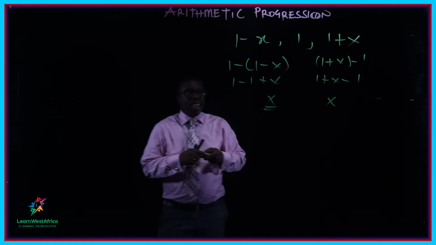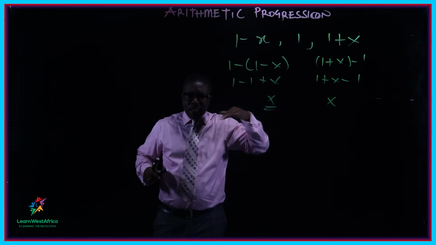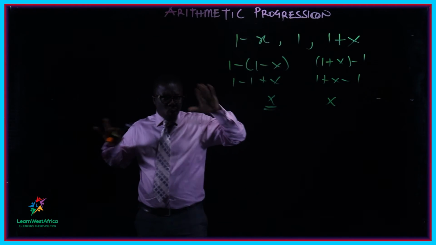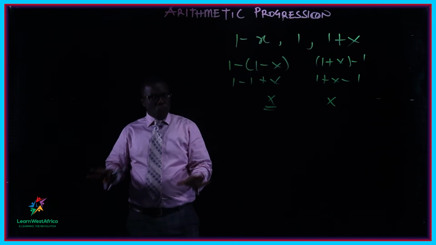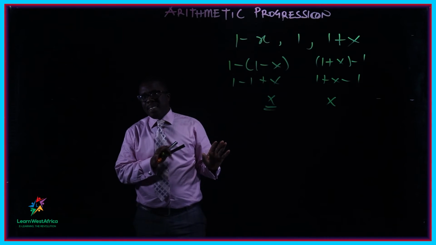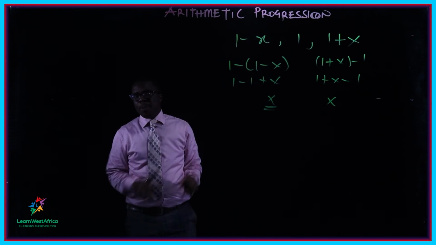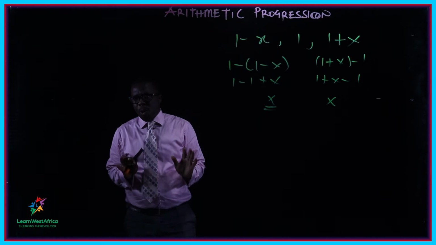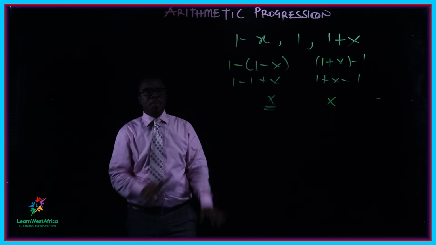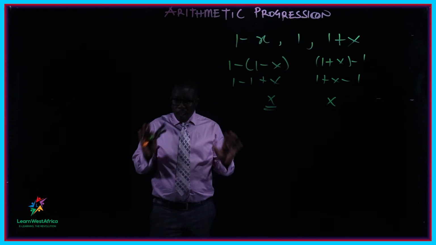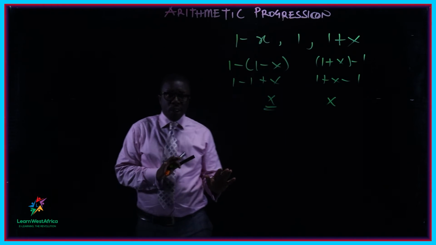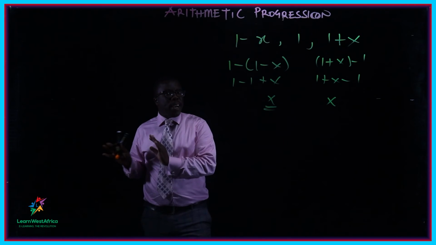So you realize that when we do the subtraction, trying to find the difference between two separate terms, we have a difference that is constant. So this proves that this is an arithmetic progression. Hope you're okay with that. This is an arithmetic progression. So once we are comfortable that it is an arithmetic progression, we can go ahead and find the fifth term.